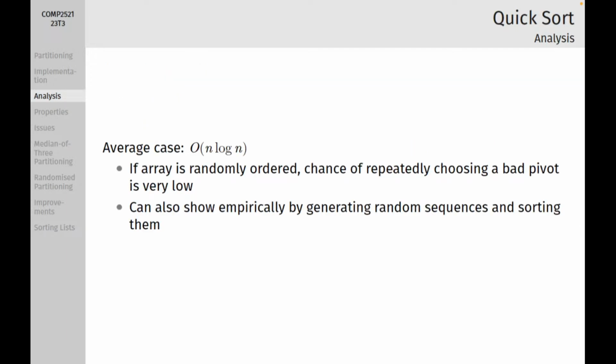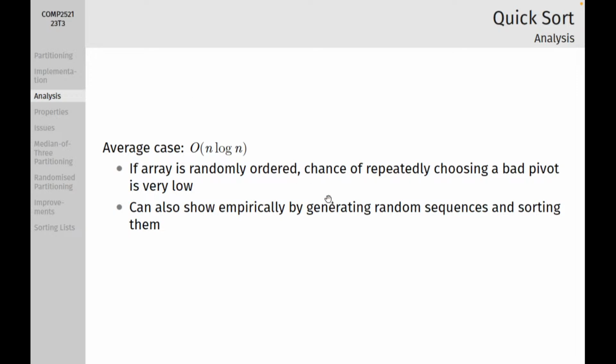All right, now for the average case. It turns out that the average case is not the worst case, but it's n log n. The reason for that is that if our array is randomly ordered, then the chance of repeatedly choosing a bad pivot is actually very low. If you have an array containing 10,000 numbers, what's the chance of choosing 0, then 1, then 2, then 3, and so on? That's really low. So on average, it turns out we'll get a complexity of about n log n.